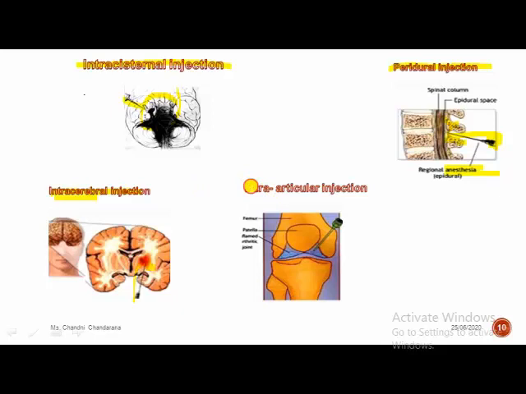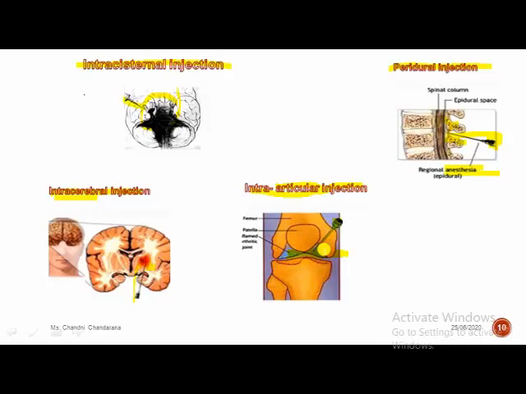And last is intra-articular injection. Now what is intra-articular injection? Articular means it's given into the articulating ends of the bones, into the joints. This is the location of your injection. Here these are the bones and it is given into the end of your joint. And it is used for lubricating the joints. Dear learners, it's used for lubricating the joints.